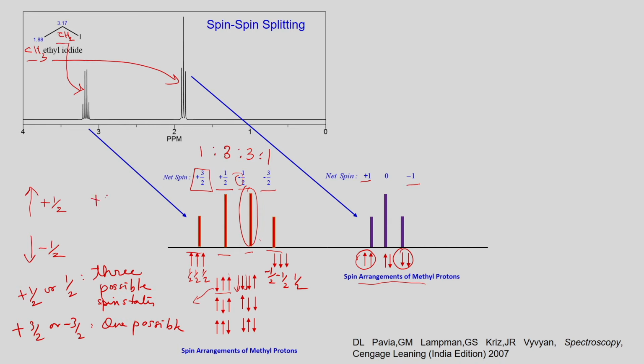So, plus 3 by 2, if it is plus, it means it will deshield the proton, and if it is minus, it means shielding the proton.